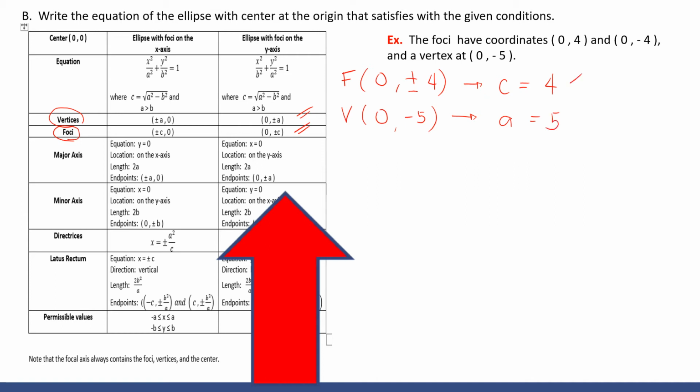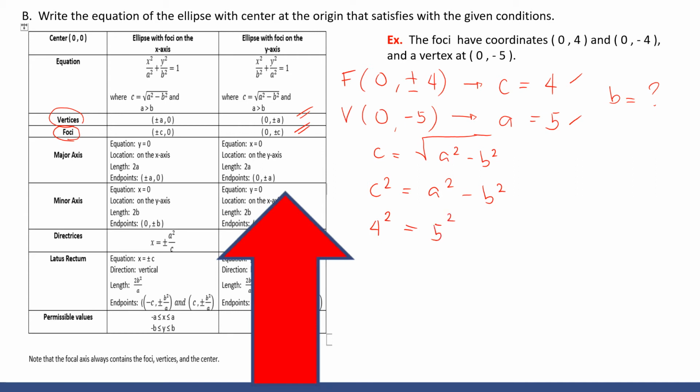So meron ka ng c, meron ka ng a. Ano na lang ang nawawala? Siyempre pa, ang nawawala ay yung value ng b. Paano natin kukunin ang value of b? If c is equivalent to the square root of a squared minus b squared, we can tell that c squared here is now equal to a squared minus b squared. Replace c using 4, kaya ito ay magiging 4 squared, and a using 5, palitan natin.